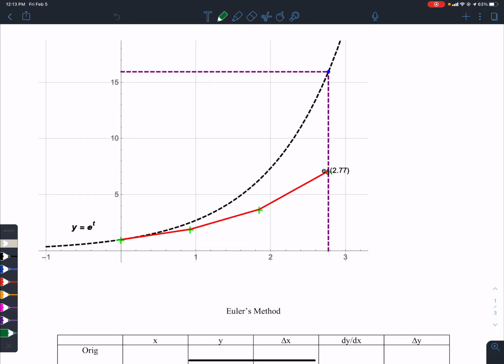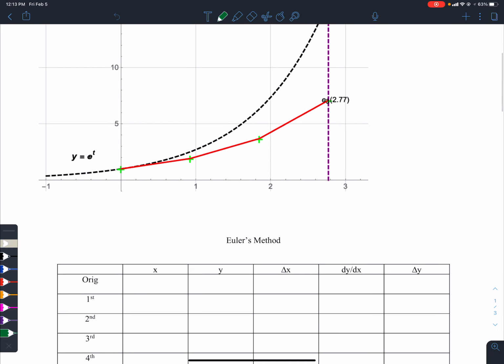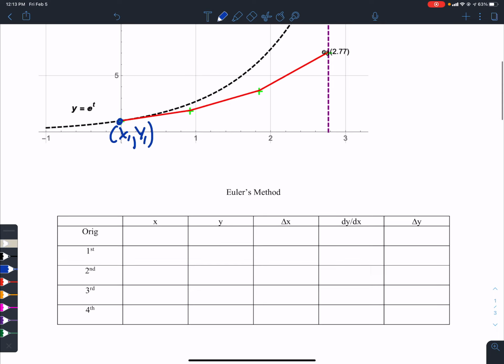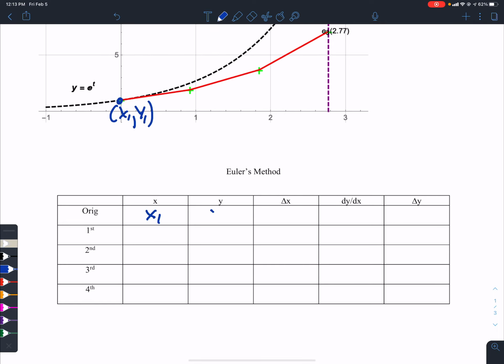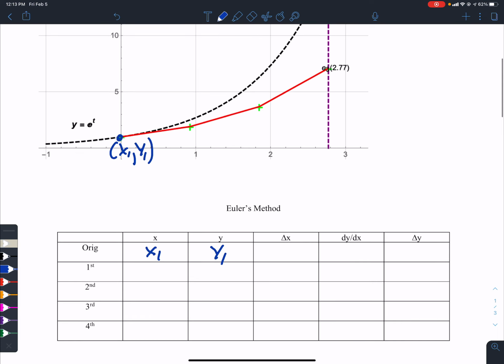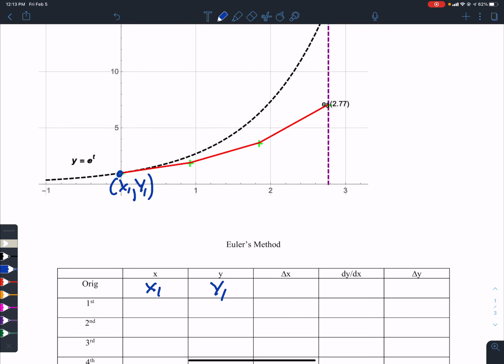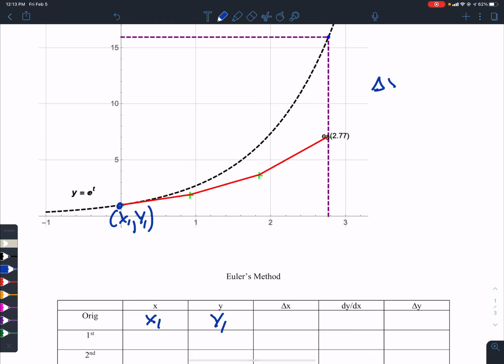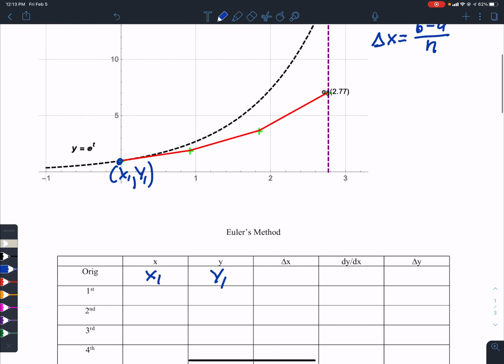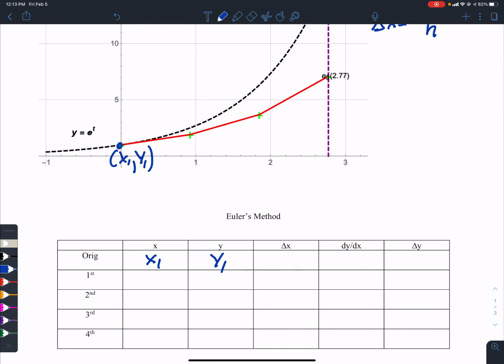Now that you get the idea of how Euler's works, let's show you how you would do it. So you're given a starting point always. So we're going to call our starting point x1, y1. And so our original starting point would be x1, y1. Well, you're going to have to figure out delta x. And you're familiar with that. You take the distance you're traveling and divide by the number of times that you're doing this. In this case, we have 4 times.